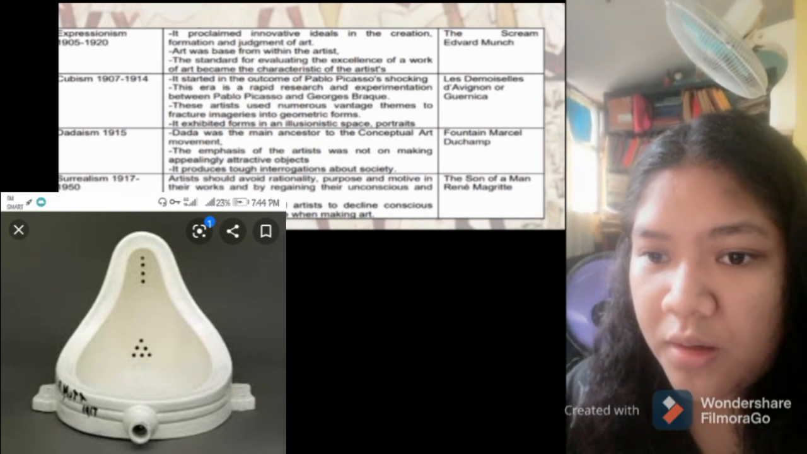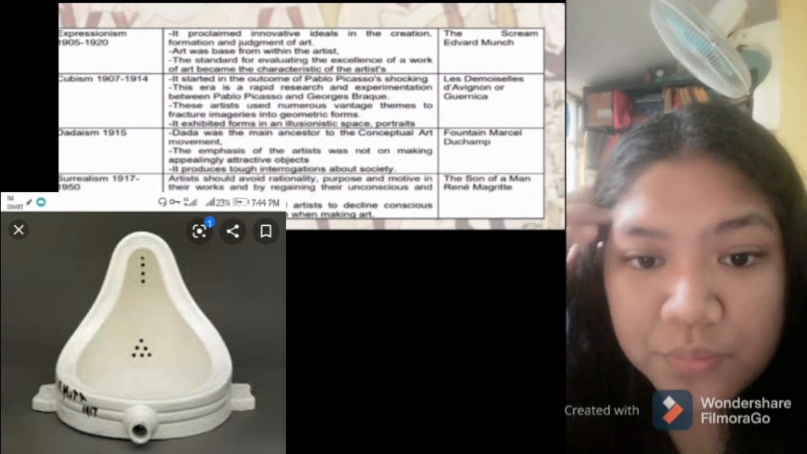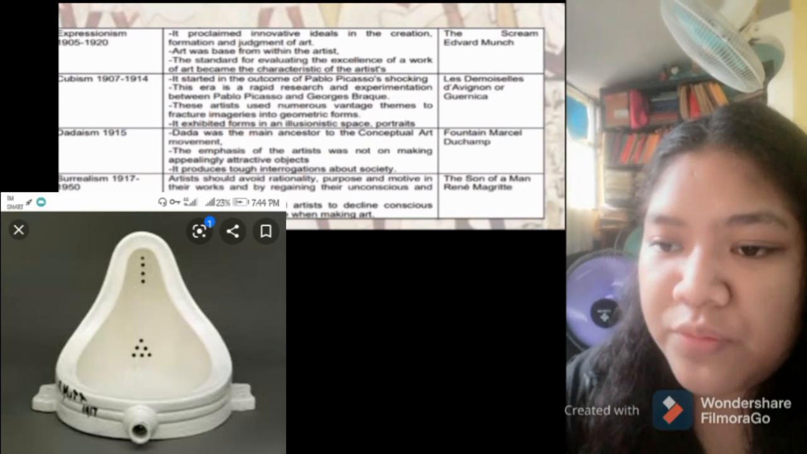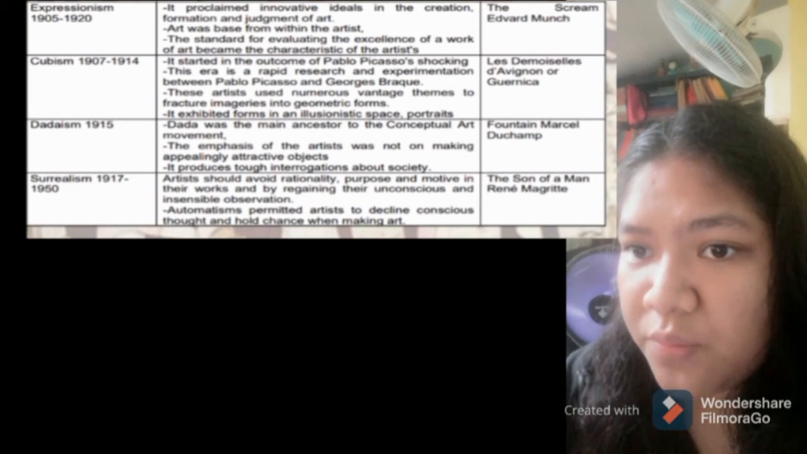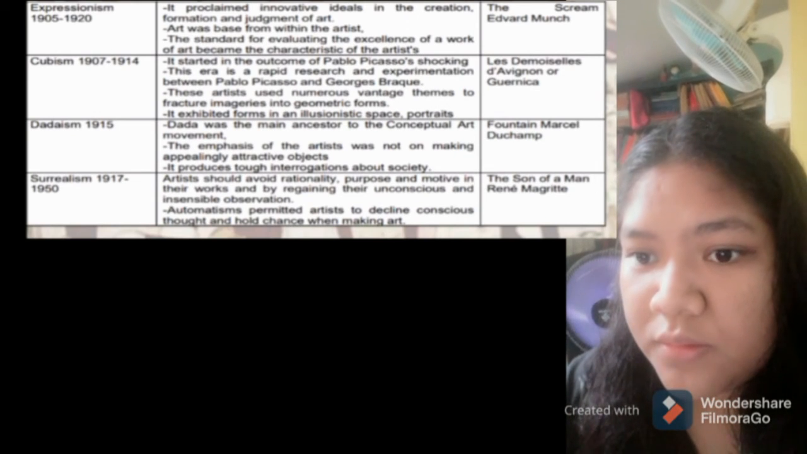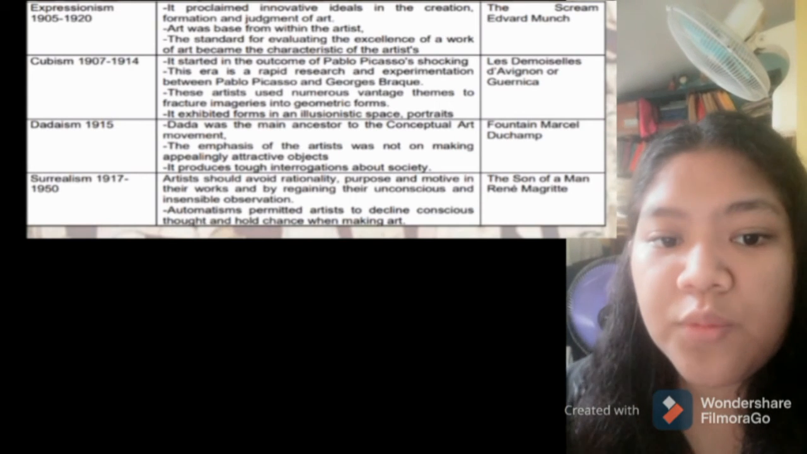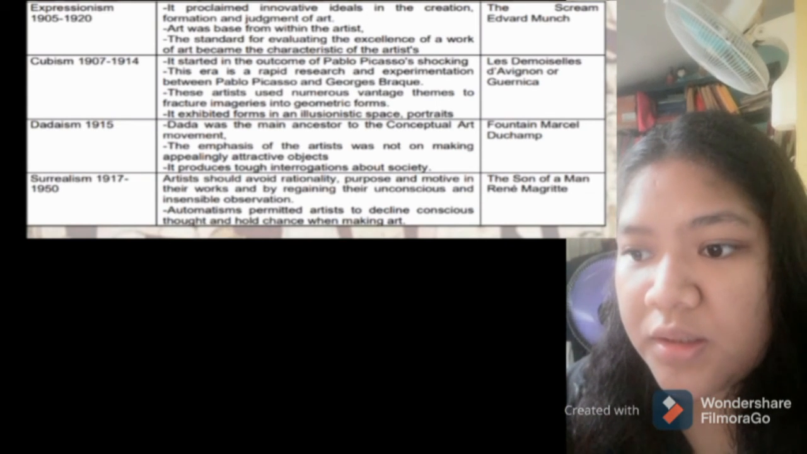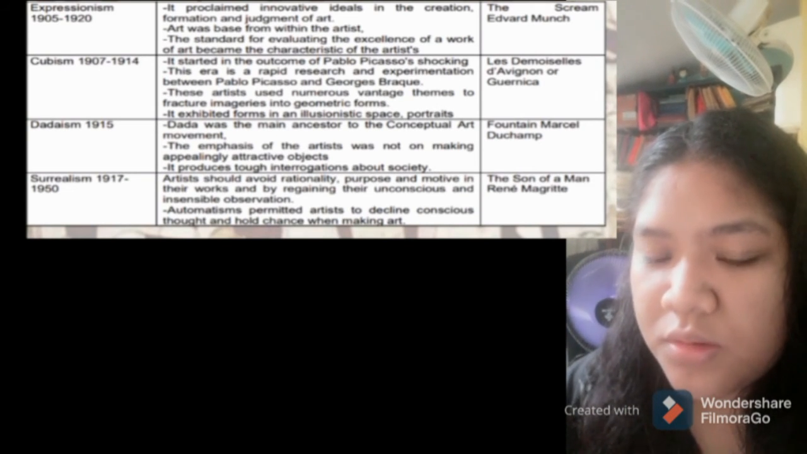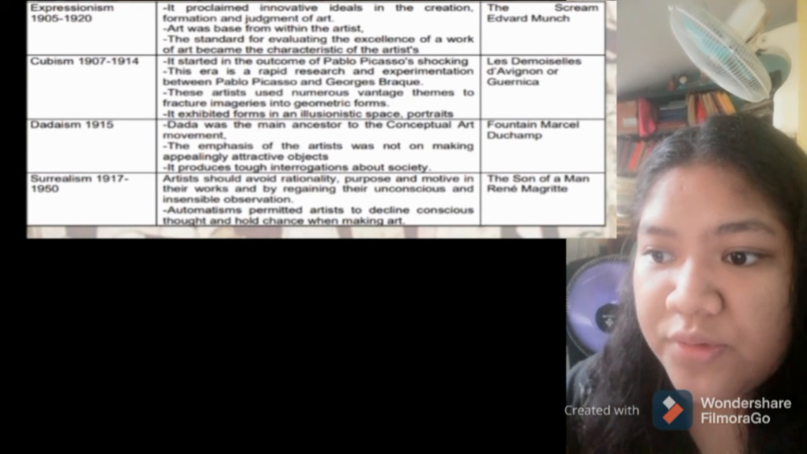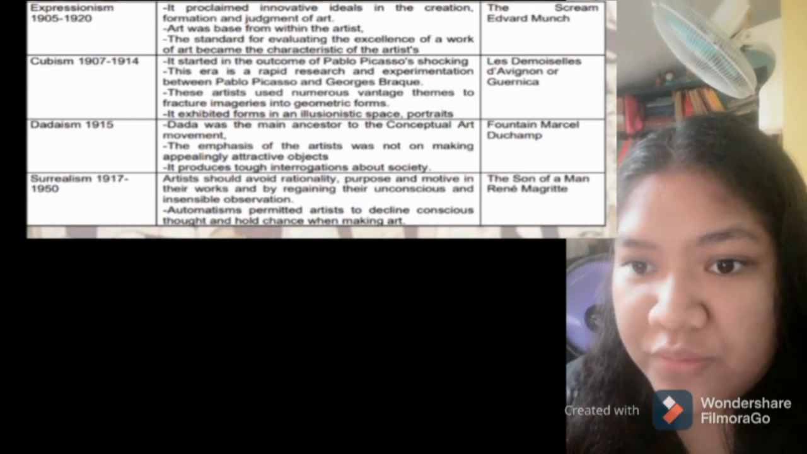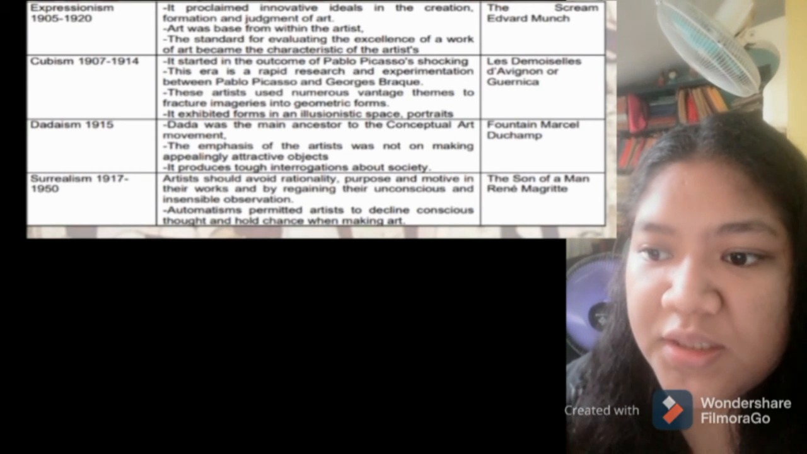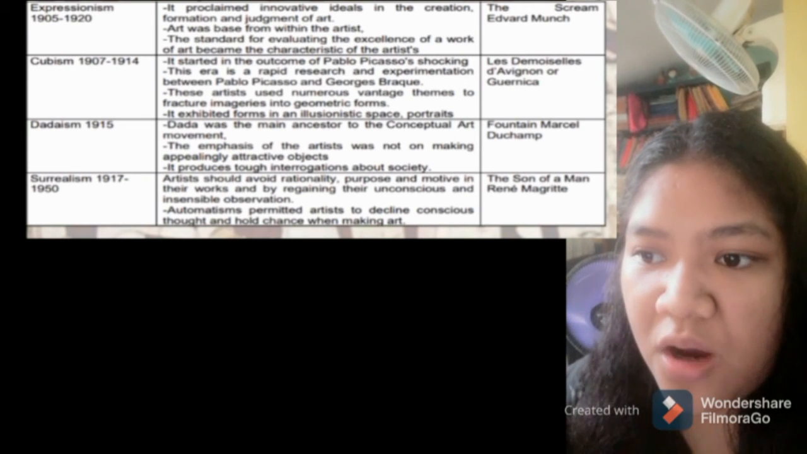Kung nakikita niyo po sa ibaba yung picture, ganyan po ang Fountain by Marcel Duchamp, na ginawa po yan ni... This Fountain is a ready-made sculpture by Marcel Duchamp, consisting of a porcelain urinal signed R. Mutt.